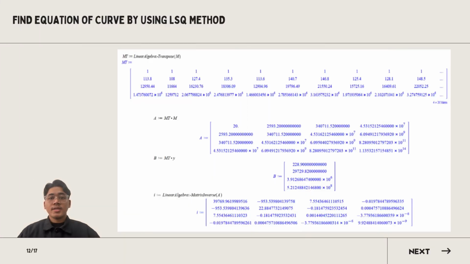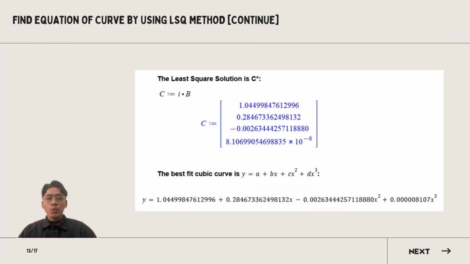Next, we need to find the equation of the curve by using the LSQ method. So, firstly, we need to transpose the matrix M and multiply the matrix M transpose with matrix M. Then, we call it A. After that, we multiply the matrix M transpose with matrix Y and call it B. Then, we inverse the matrix A. After that, we need to find the least square solution, which is C. We multiply the matrix A inverse with matrix B. As a result, the points A, B, C, and D are found. So, we get the best fit cubic curve as follows after substituting them into the cubic model.